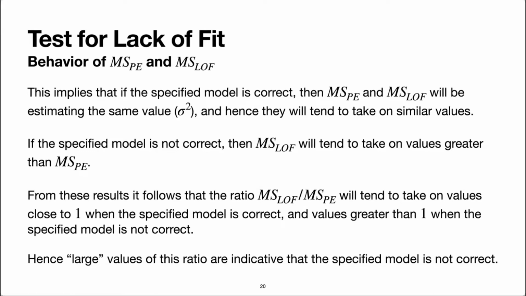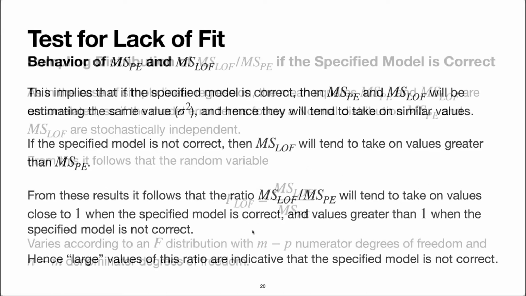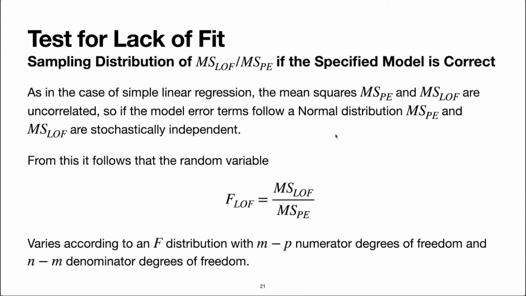And again, in order to draw that conclusion formally, we would have to come up with a critical point for the test, and that critical point depends on the sampling distribution of this ratio under the conditions of the null hypothesis. It turns out that this ratio, when the null hypothesis is true, has an F distribution with, in this case, M minus P numerator degrees of freedom and N minus M denominator degrees of freedom.